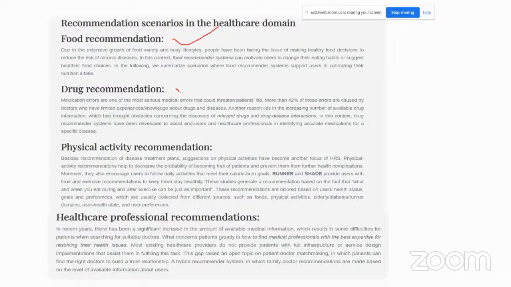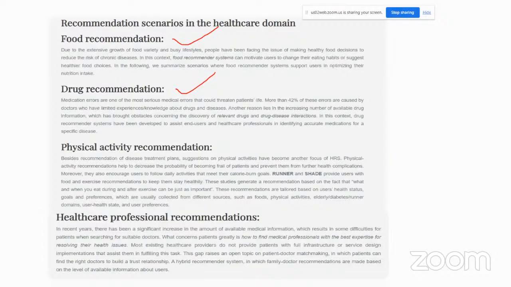And drug recommendation. Based on the disease, maybe fever or COVID-19 or maybe malaria, dengue, etc., you will get a recommendation of drugs. We can call them tablets. What type of medicines you have to use or what type of tablets you have to use based on your disease. That is called drug recommendation.